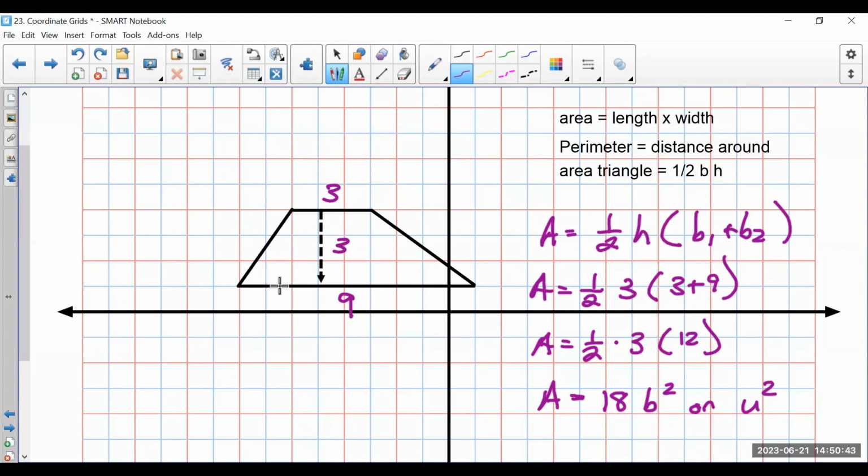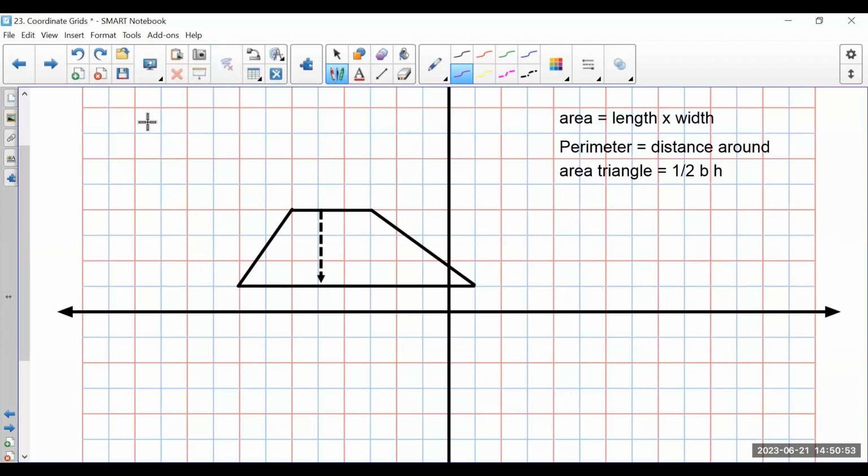Now, they will not ask you for perimeter, because to do perimeter, you'd have to cut these into triangles and use the Pythagorean theorem, which is what we're going to do next. All right, so we're really getting there. We've done a lot. One more thing.